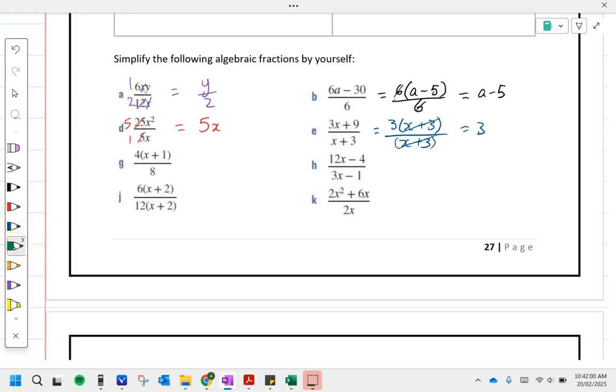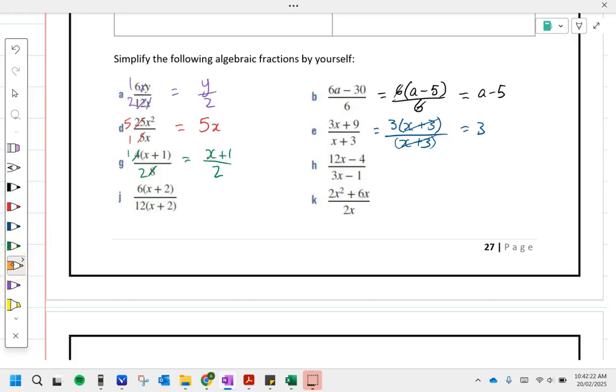Question G. Oh, good. The top is already factorized. It's 4 times x plus 1 all over 8. 4 and 8 both divisible by 4. That's 1, that's 2. So instead of writing 1 bracket x plus 1, we can just write x plus 1 all over 2.